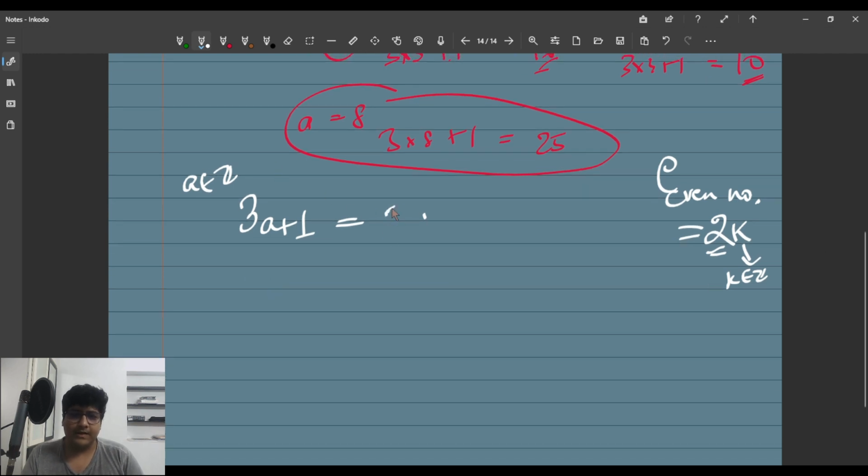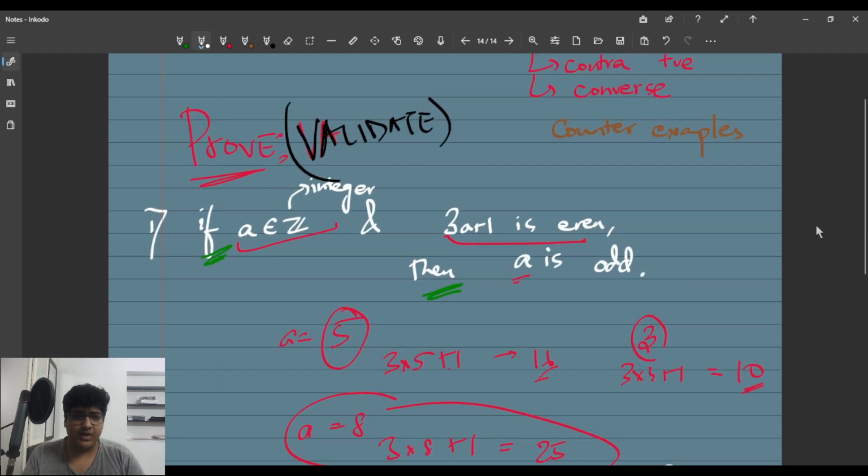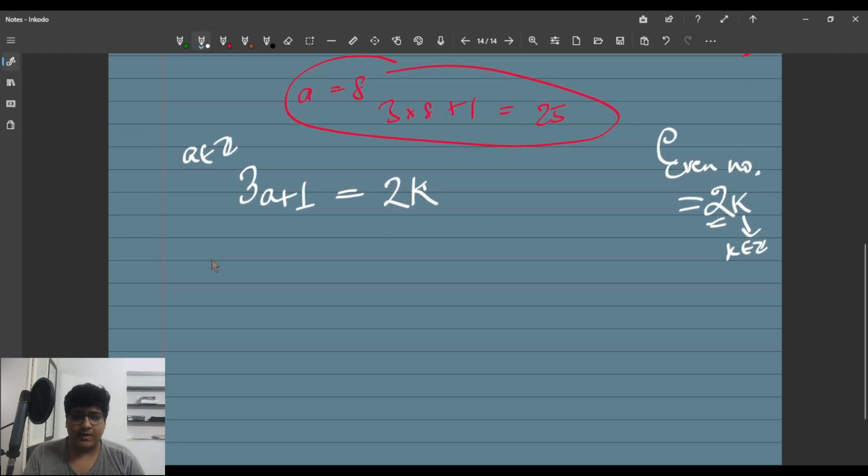So 3a plus 1 can be written as 2k. If 3a plus 1 is even as given in the question, then it can be written as 2k. And hence 3a can be written as 2k minus 1. I subtracted 1 from both sides. And a can be written as (2k minus 1) over 3.